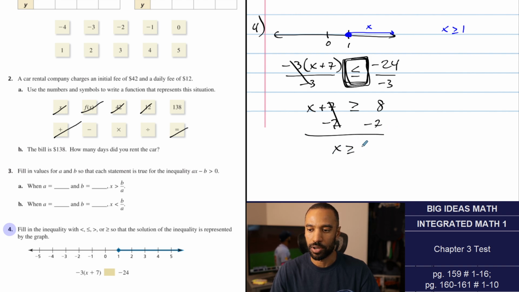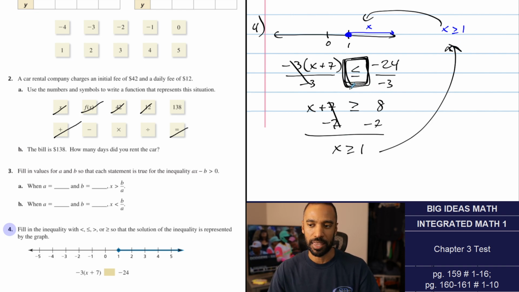Now it'll say x is greater than or equal to 1, which is what this graph is, which is what that is on the number line. That means, though, originally it was this, but dividing by the negative flipped it. So there's your answer, less than or equal to.